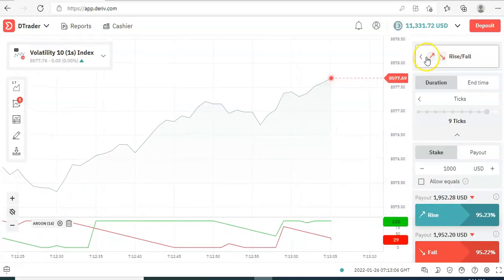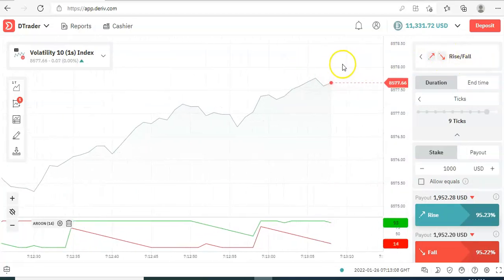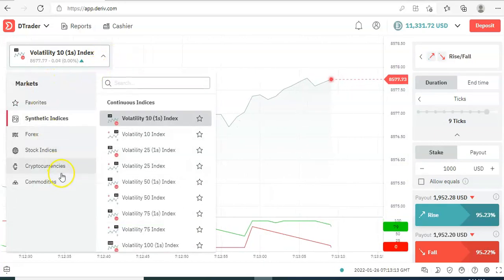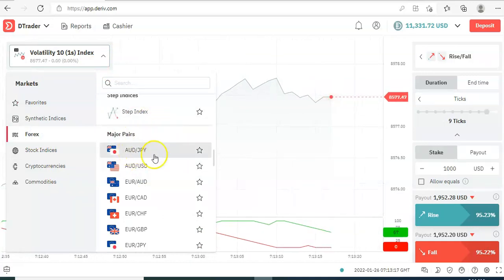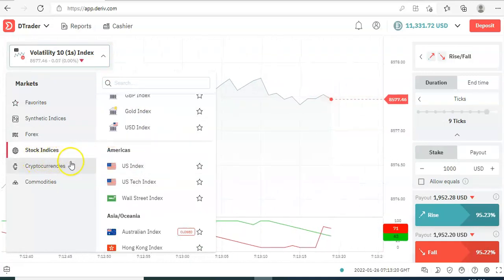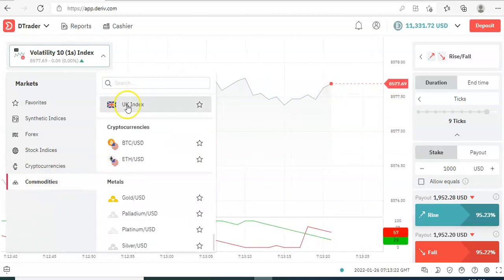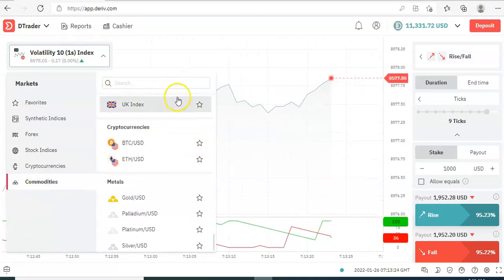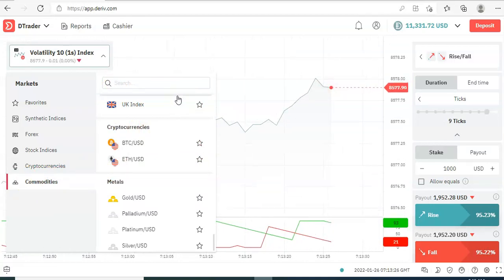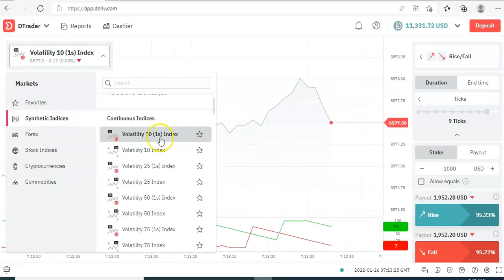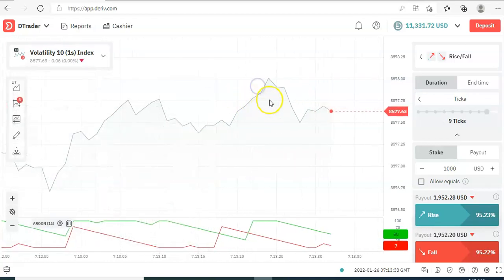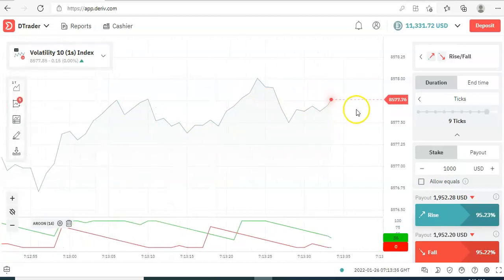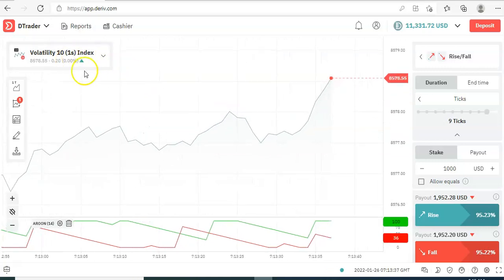So in the other video also, I've actually shown you the rise and fall. So to do that, there's so many options that you have that you can select in terms of the markets. You can actually select currency pairs, and then you select that, or stock indices, cryptocurrencies, and commodities. But in this example, what I'm just going to do is just use synthetic indices, and I'm going to select volatility 10 as my example. So the movement that you're seeing right there is for this volatility 10.